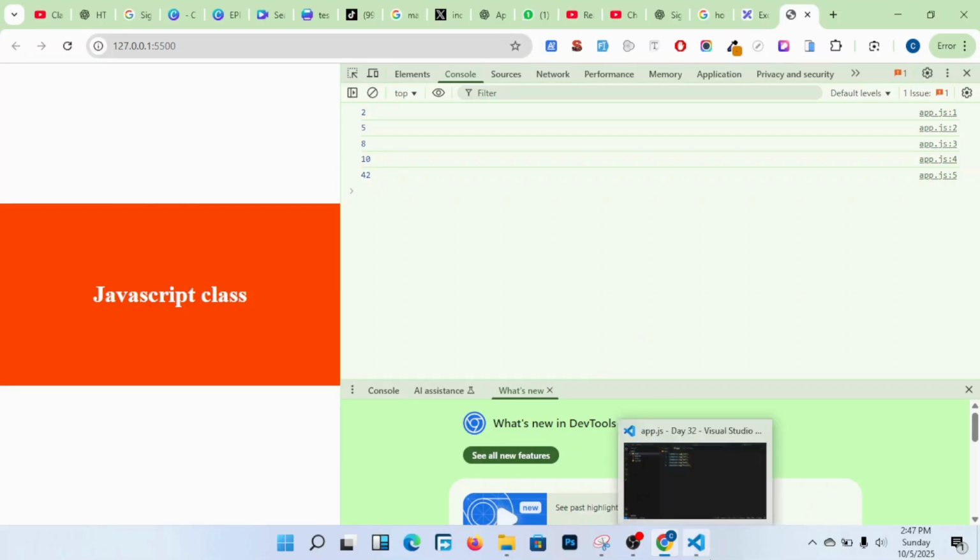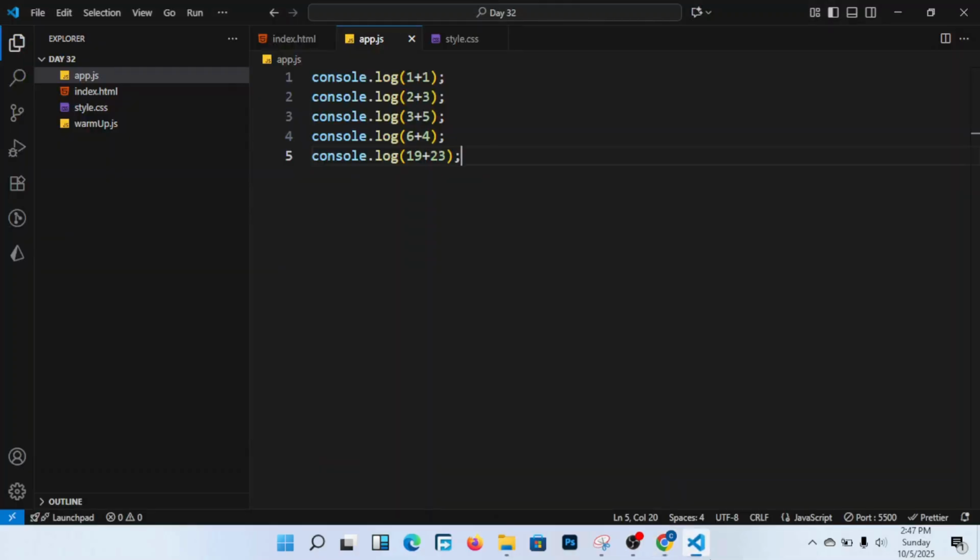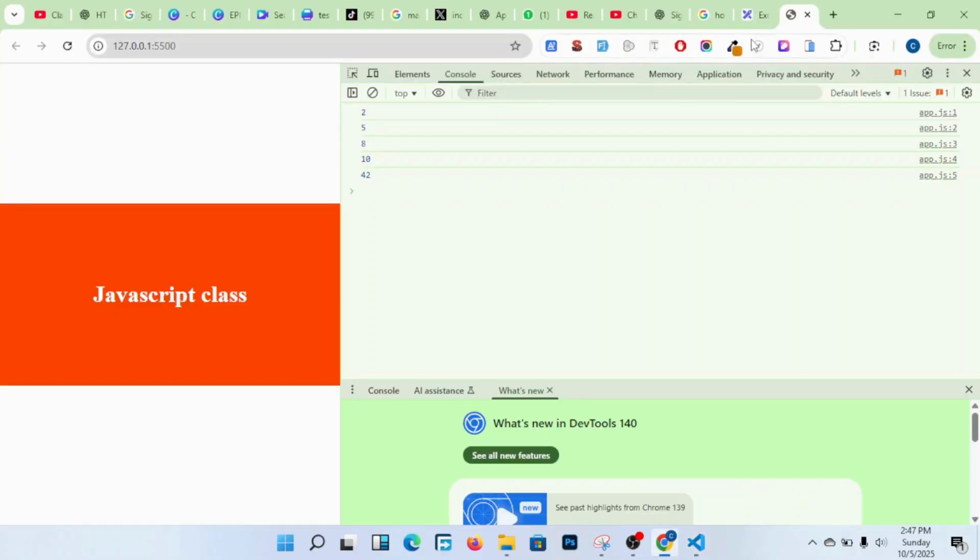So members, you can see that console.log, as you see, is like that. This is good. So we can also do subtraction, and we see.